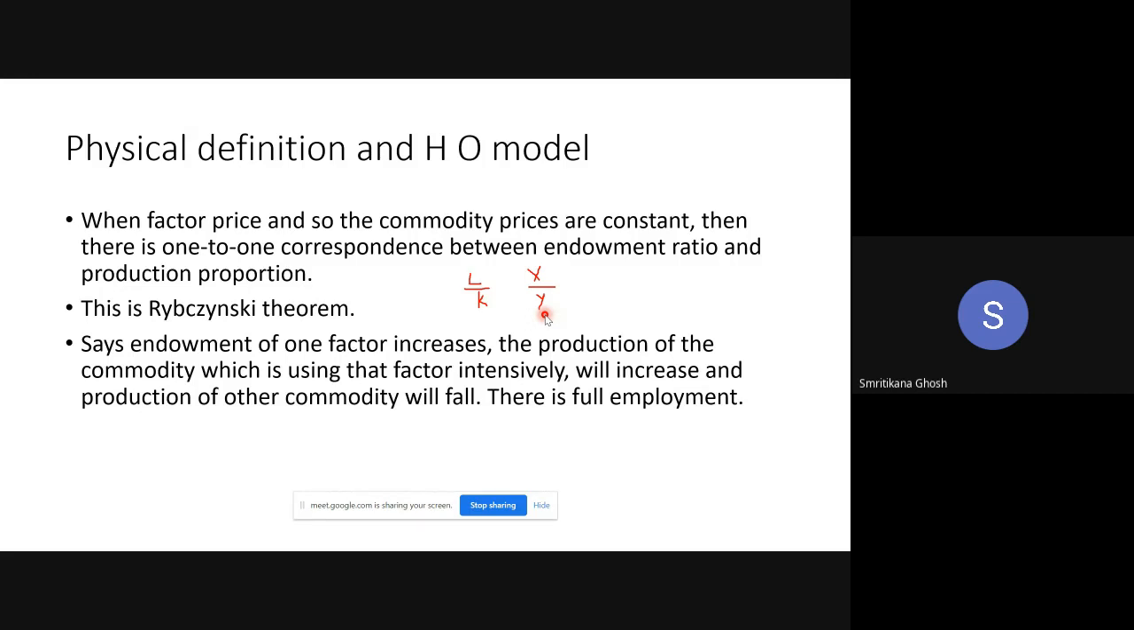If labor availability is rising, then the labor intensive commodity production will rise and the capital intensive commodity production will fall. And why is it? Because to produce more of the labor intensive commodity, you need capital. As you don't have sufficient capital in your hand, you have to reduce the production of the capital intensive commodity. So that is why Y is falling. Okay, so this is the logical explanation of the Rybczynski theorem.